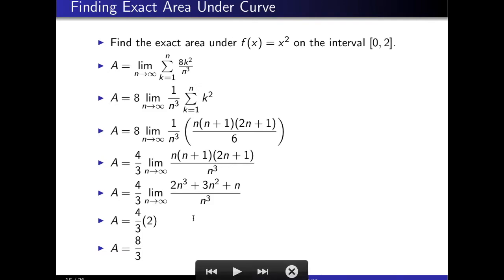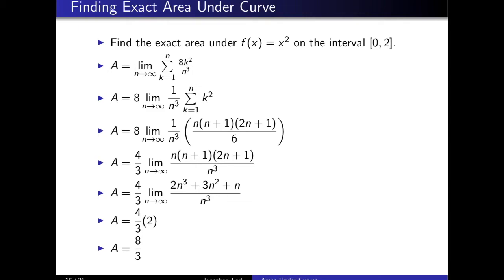Okay, so now we're going to pull out some constants. So 8 is a constant with respect to our sum and also our limit, so we can just pull the 8 all the way out to the front. Now the sum is ranging over k, so k is the thing that is changing. When we fix an n, it is constant with respect to our sum, so we can just pull that out in front. So we can rewrite our area expression as 8 times the limit as n goes to infinity of 1 over n cubed times the sum from k going from 1 to n of k squared.